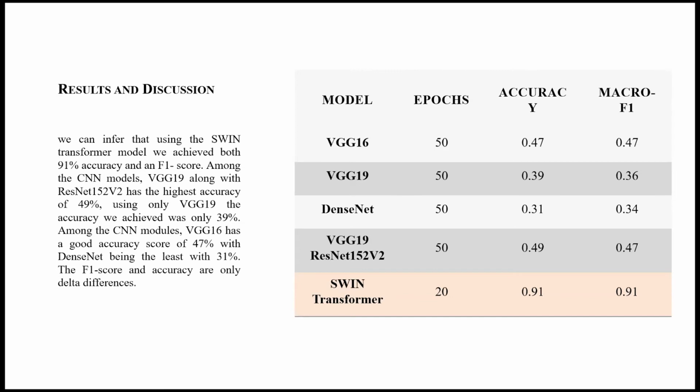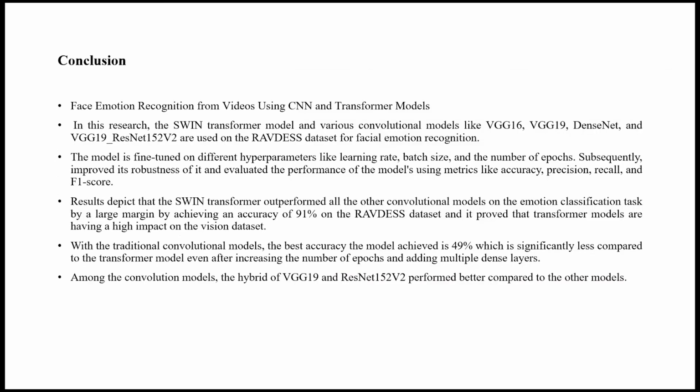Next, moving to the conclusion part. In this research, we used a transformer model and convolution models and fine-tuned them on the RAVDESS video dataset to detect facial emotions. We also fine-tuned many hyperparameters like learning rate, batch size, and number of epochs. We used the Adam optimizer and a weight decay of 0.01. We tuned our model on different hyperparameters and finally took the best results out of it. We also evaluated our model using different metrics like accuracy, precision, recall, and F1 score.